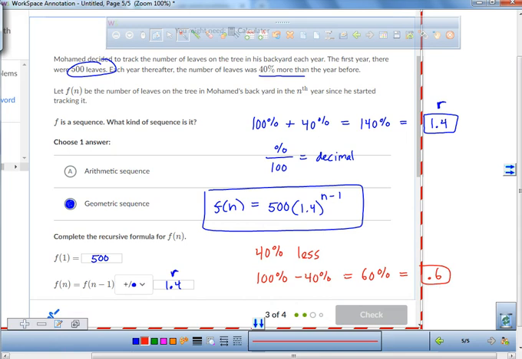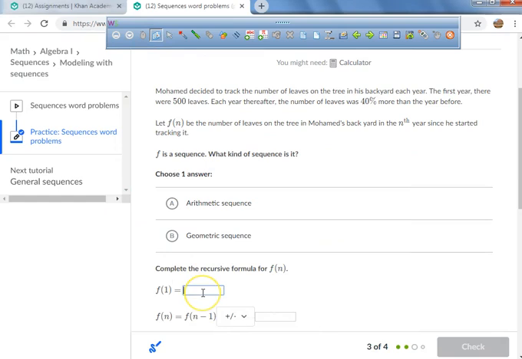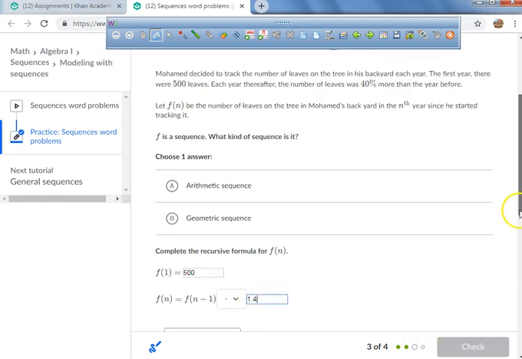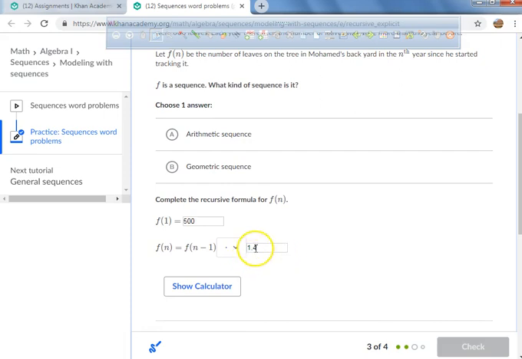Okay? So this is the what if situation. Let's go ahead and type this in. Okay? So right here, we're going to start with 500 leaves. We are going to go here, we're going to say multiply, and we're multiplying it by 1.4. Oh, you're right, it's geometric. There we go, thank you. So yes, it is geometric.